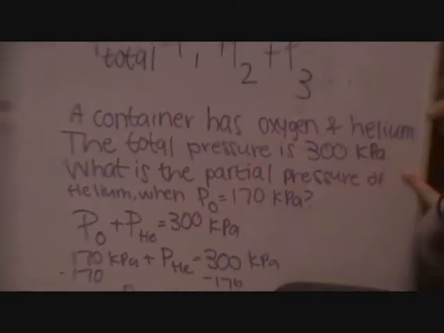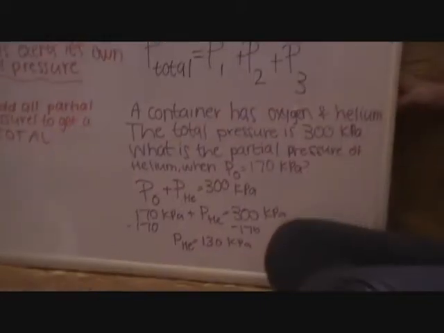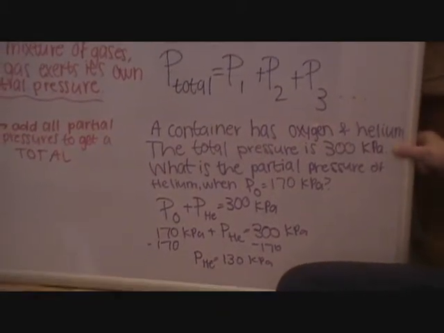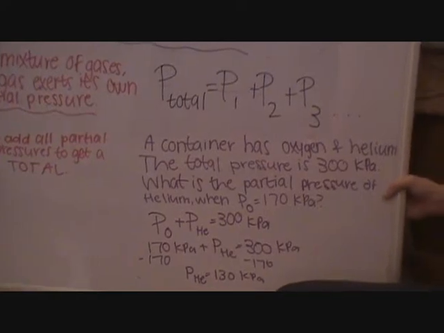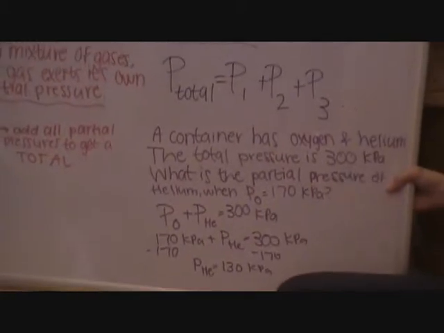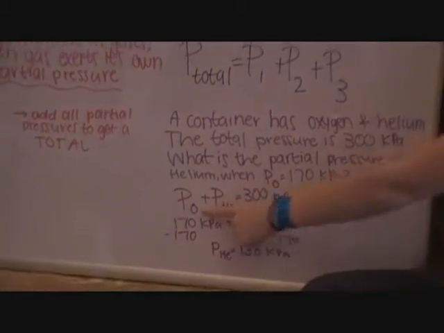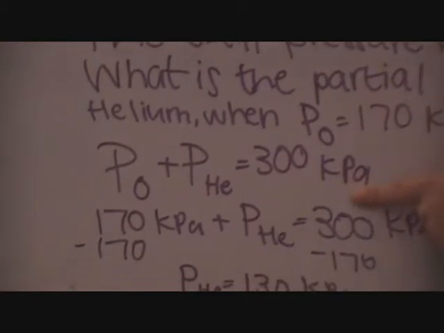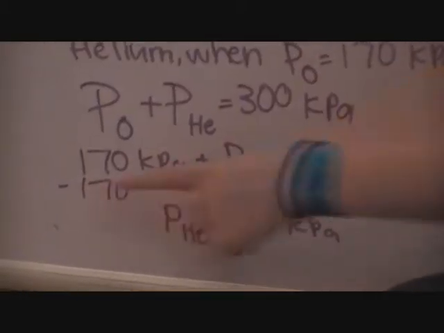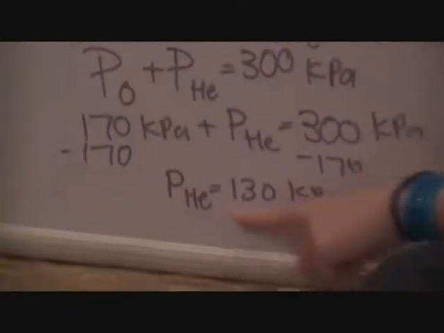So we have a problem. It says a container has oxygen and helium. The total pressure is 300 kilopascals. What is the partial pressure of helium when the partial pressure of oxygen is 170 kilopascals? So you're going to add oxygen and helium together to get 300 kilopascals. So 170 plus the partial pressure of helium equals 300, so you subtract 170 from both sides, which leaves you with 130 kilopascals for the partial pressure of helium.